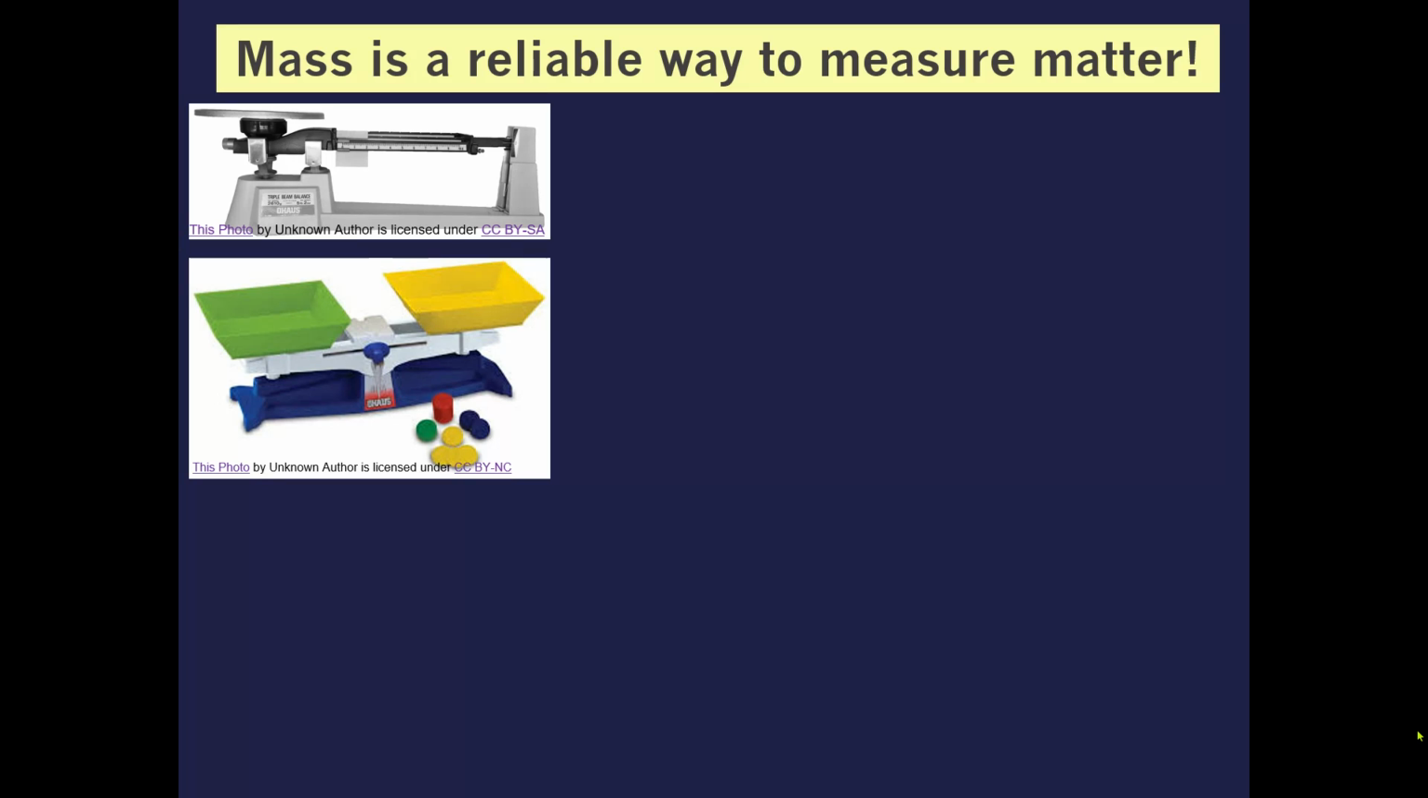But we do have something that is a little bit more reliable, and that is mass. Mass is a reliable way to measure matter. And again, remember, we measure mass based on a balance, okay? We don't base it on the weight of gravity. We base it on a balance back and forth. And these are just two different types of balances. This one is a triple beam that you're used to. And then this one also is a very basic balance that you would probably see in a preschool.